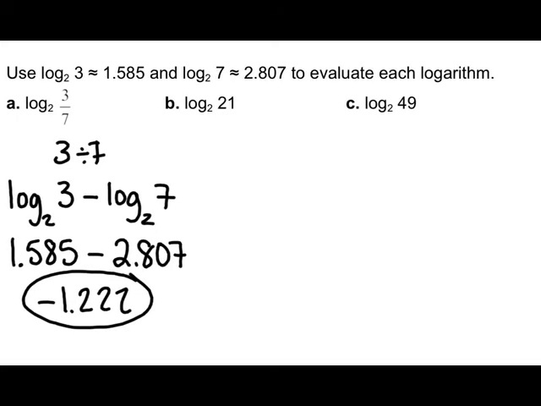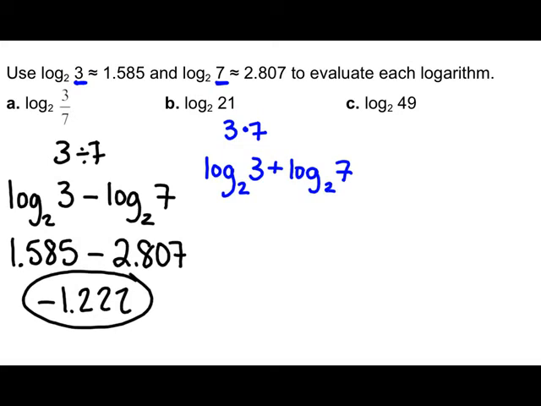So let's try another one again. This time we're going to do log base 2 of 21. Now 21 is not a division problem, so it doesn't help me. But I can look and I can say, okay, I have a 3 and I have a 7. How can I make a 3 and a 7 become a 21? Well, I know that 3 times 7 is 21. So what we're going to do is we're going to expand it. We're going to say log base 2 of 3 and log base 2 of 7. And from the previous page, the product rule says that multiplication becomes addition when you expand it.